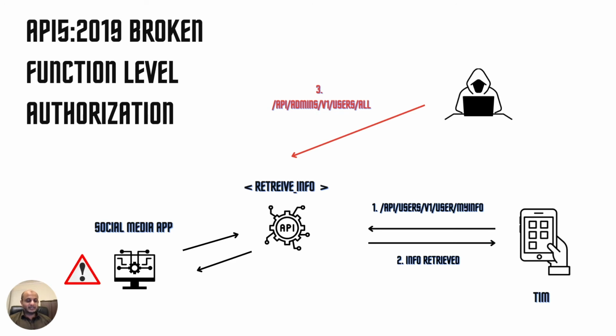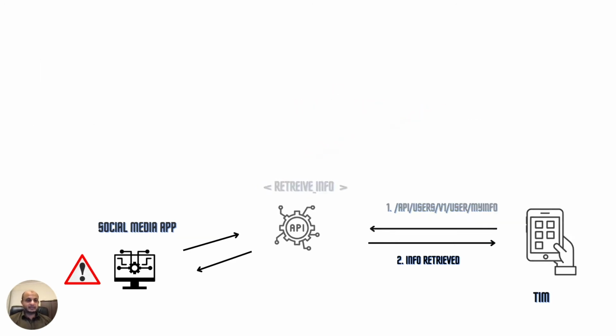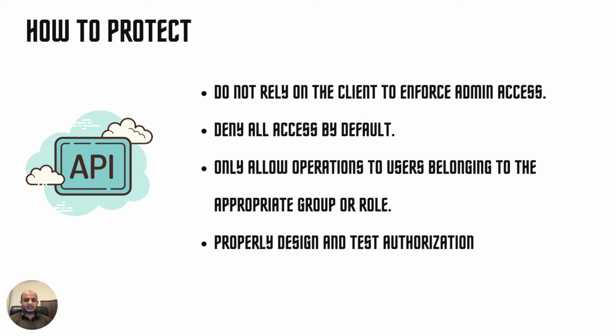They thought this is something only the internal people know. Unfortunately, this can be guessed very, very easily. And the result is that the attacker now has access to the admin level functions. He can retrieve everything through the API. So this is broken function level authorization.